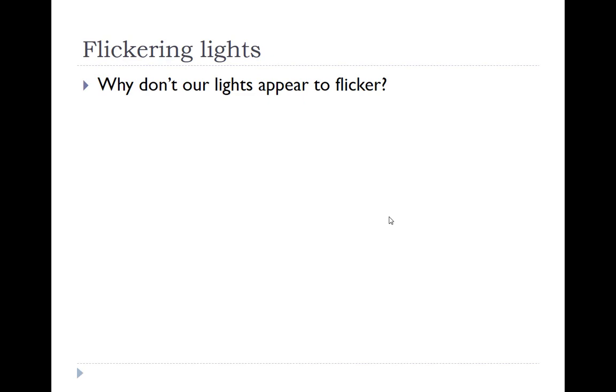Okay. This concludes our brief overview of AC circuitry. In the next unit, we're going to move into slightly more complex circuits and look at how to analyze them.